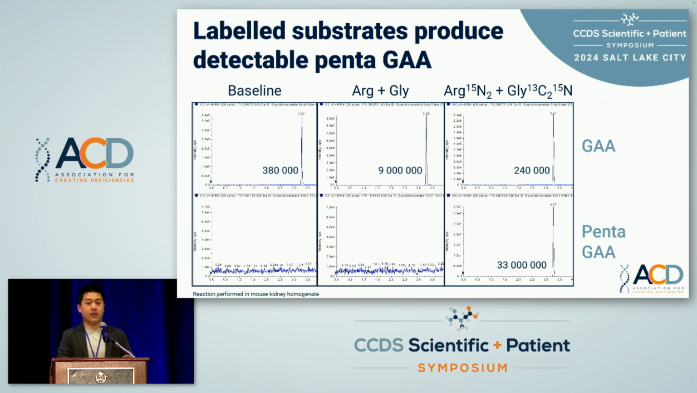In the bottom row, we're looking at the levels of penta-GAA in the reactions, and we can see that in both baseline and in the unlabeled conditions, we have no penta-GAA being synthesized. Instead, we only have penta-GAA being synthesized when we add both labeled substrates within the reaction. So based upon this observation, when we add both labeled substrates, we're able to produce detectable amounts of penta-GAA.